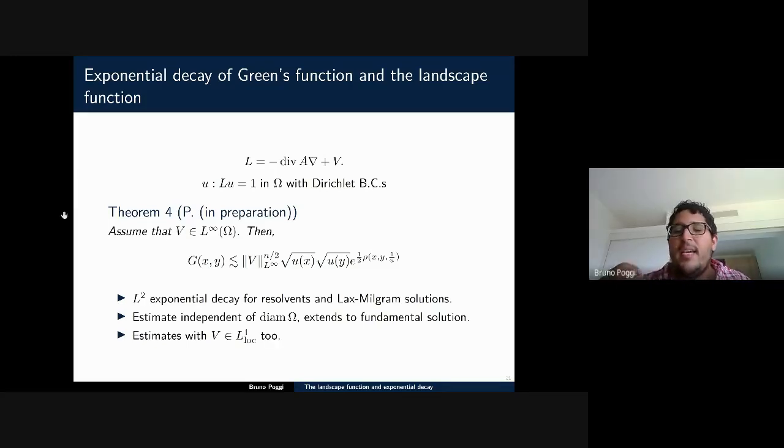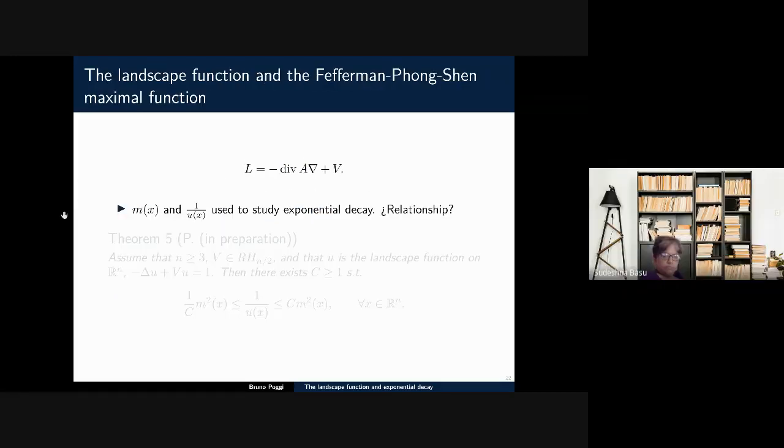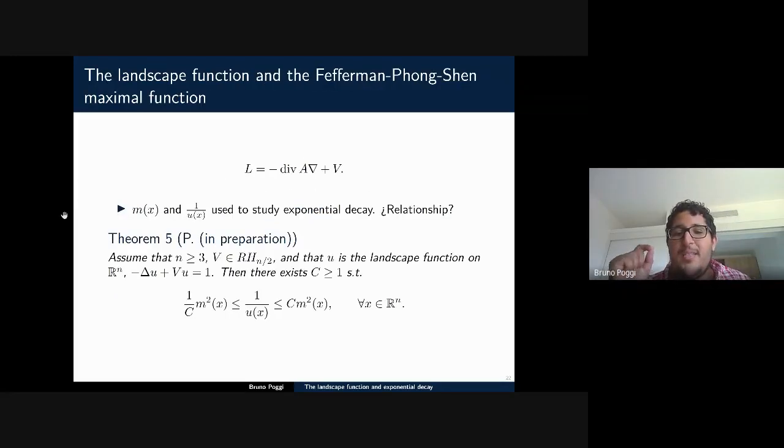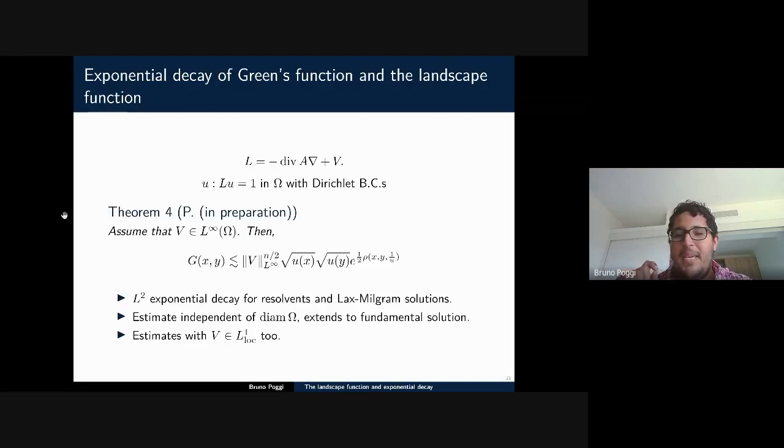If your potential is too degenerate, for instance, if it is 0 outside of a bounded domain, then it will not exist. There will be no landscape function. Or in other words, it will exist, but it will be plus infinity everywhere, which is of no use. But under some very mild decay conditions, it will exist.